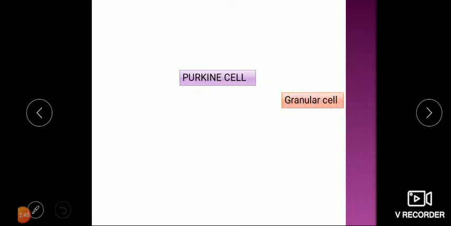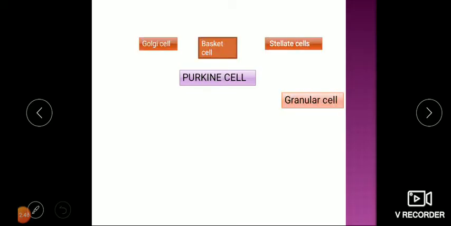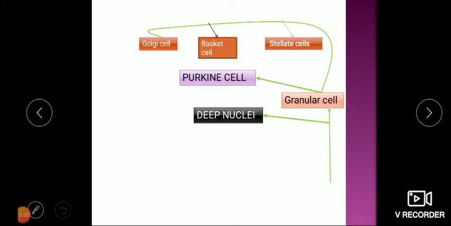So this is the Purkinje cell, granular cell, Golgi cell, basket cell and stellate cell. These are the deep nuclei. So this is the afferent coming to the granular cell. It is going to the deep nuclei also, and it is going to the Purkinje cell and all these three cells. This means the afferent, which is the mossy fiber, is indirectly supplying all.